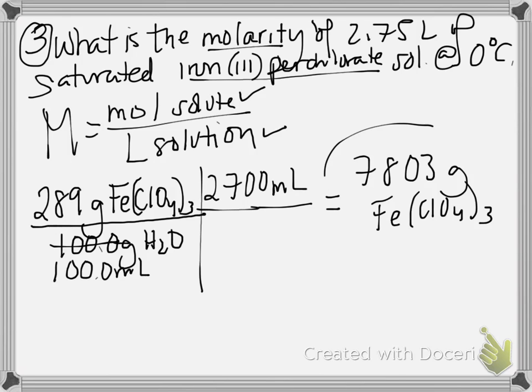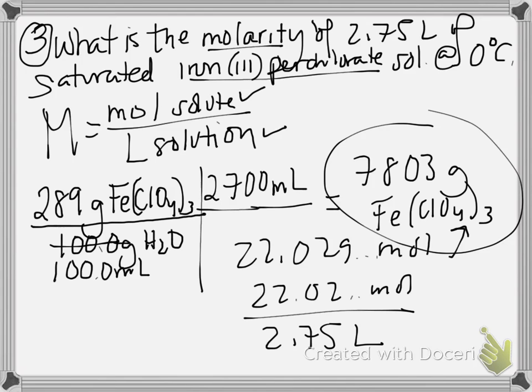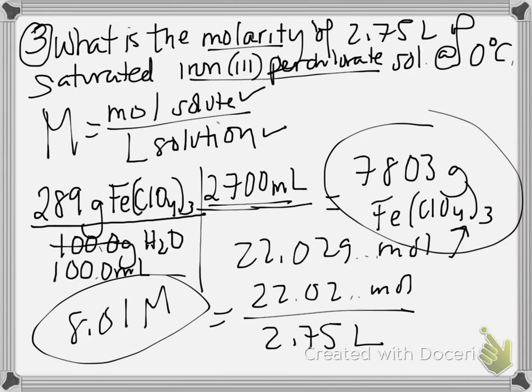So now that I've got grams of iron(III) perchlorate, I can figure out how many moles that is, do a straight molar conversion, and it works out to be 22.029, etc. moles of that stuff. So now we've got 22.02, etc. moles divided by 2.75 liters of solution. We get an 8.01 molar solution. And if you assume that the whole volume was water, you'd get something between 8.01 and 8.16 molar solution.